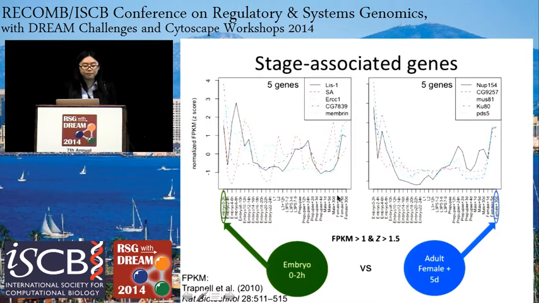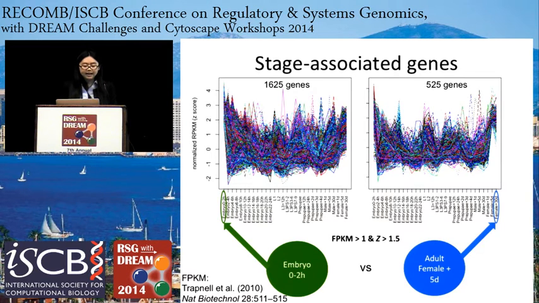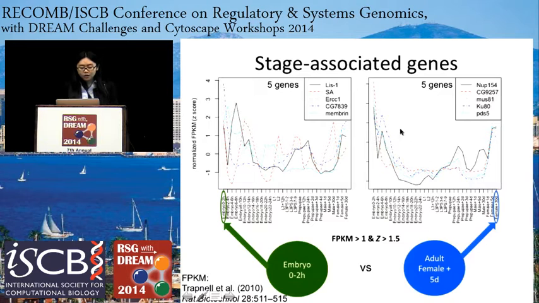So we use this approach to select genes. Here are 5 gene examples. And in the end, from the population of fly genes, we selected about 1,600 genes for the embryo 0 to 2 hours, about 500 genes for the adult female plus 5 days. Please note that here we call them stage-associated genes, not stage-specific genes. The reason is that we do not require every gene to be specific to only one stage, but a gene can be associated with multiple stages. So for example, in the case here, we can see these genes are associated with both the adult female stage and also some embryonic stages.